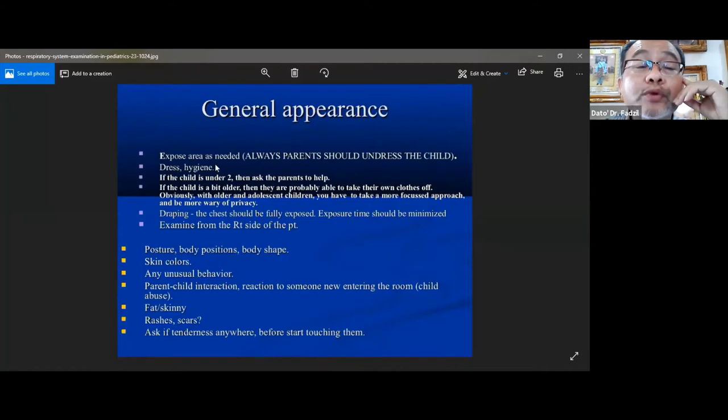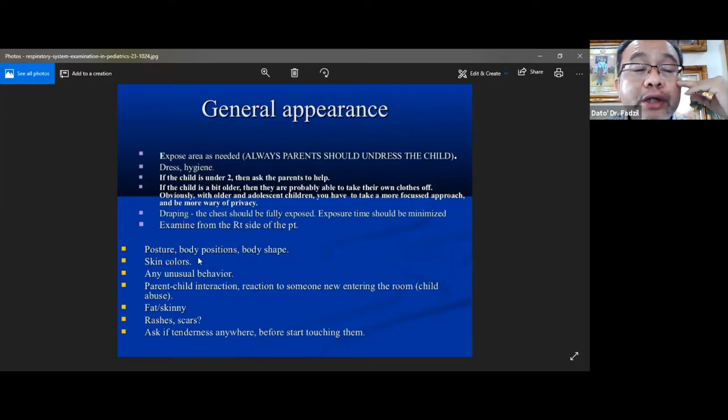And expose the area needed, and always ask the parent to undress the child. If the child is young, you can ask the parent to participate and help you. If the child is a bit older, probably they can do it on their own. Exposure time should be minimized. And as standard practice, examine from the right side.